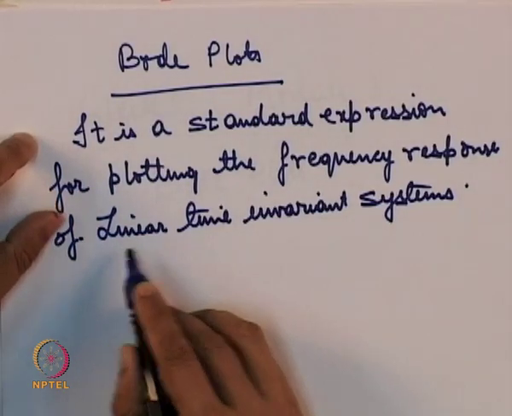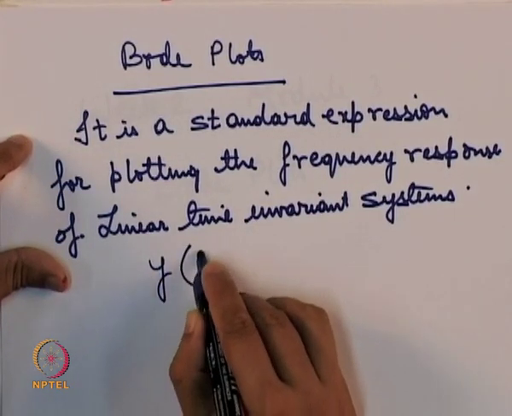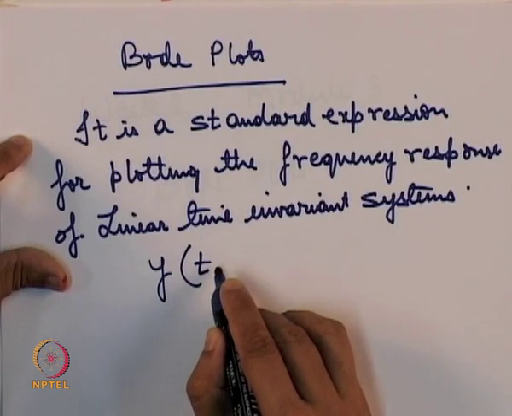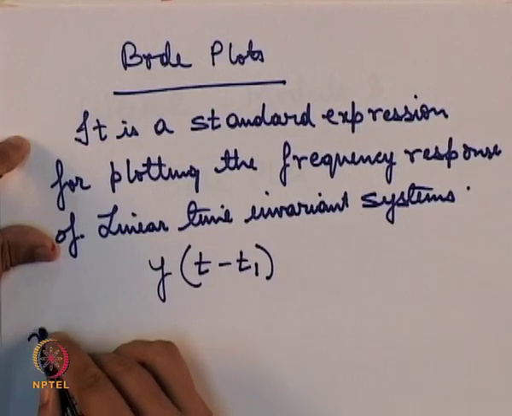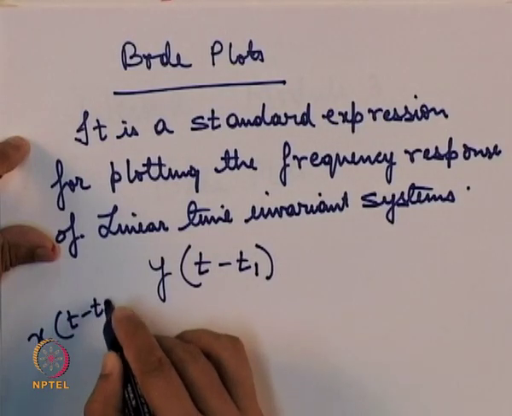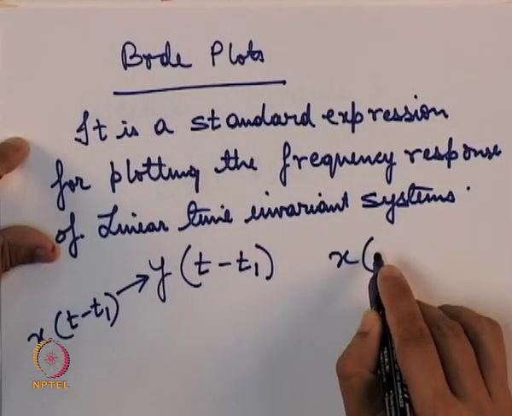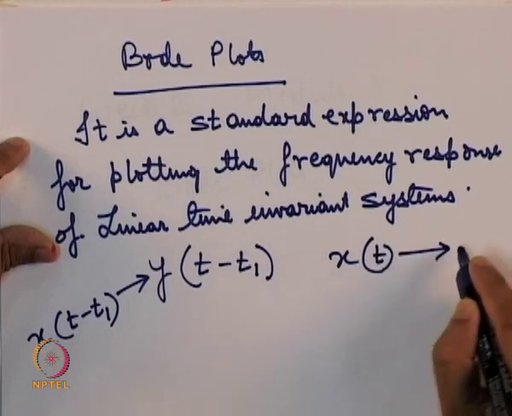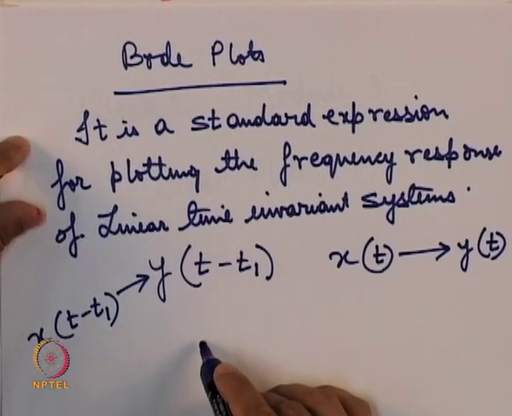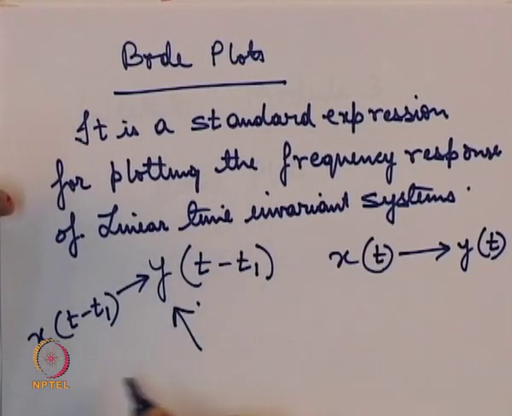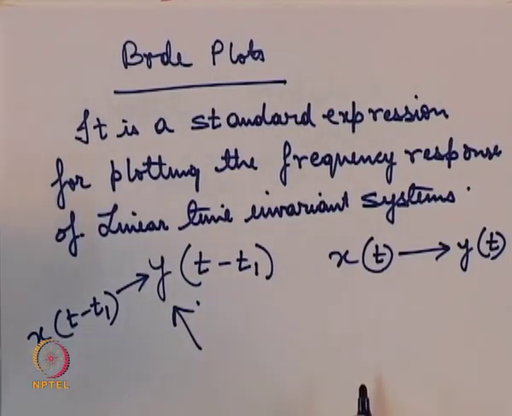I think we had introduced what is a linear system, but not what is a time invariant system. Time invariant system is a system where an output like this is produced for an input. So, if the input of the system is x(t) and for that an output y(t) is produced, then for a linear time invariant system, for an input x(t minus t1), the output will be y(t minus t1).